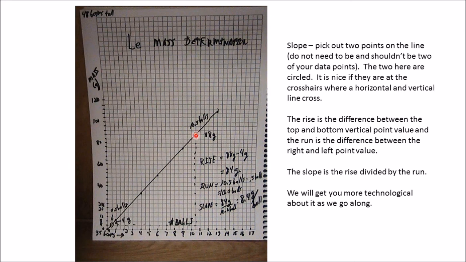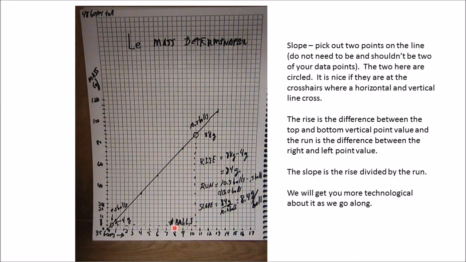The rise is, how big is this? He's at 88 grams if I read over my axis here, and I'm going to subtract off however many I have at the bottom, which is like 4 grams. So 88 minus 4 grams is 84 grams. That's my rise. My run is going to be whatever number of balls this is, and it looks like it's 10.5. You say, wait a minute, you don't have a half a ball, and my answer is nobody cares.